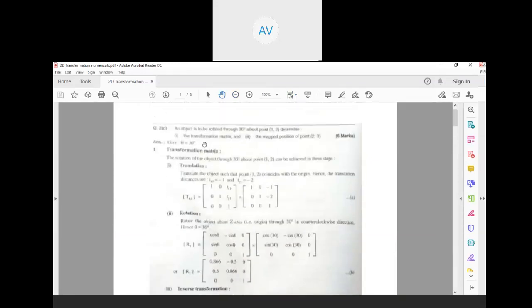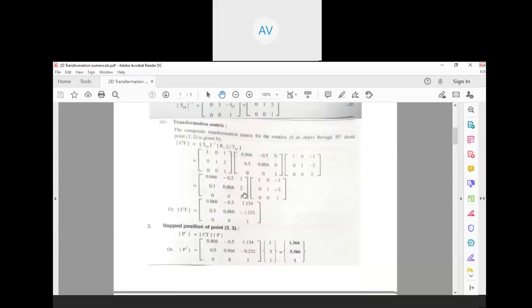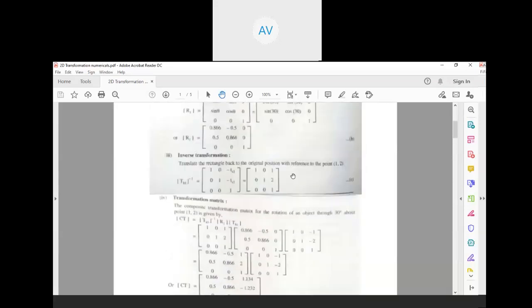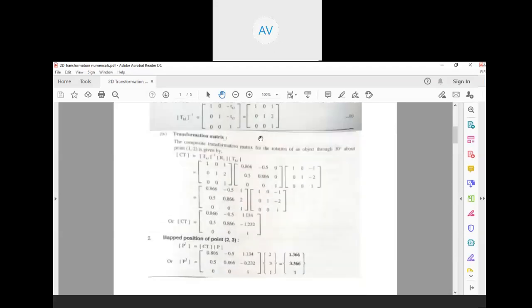Once again, the first step, as mentioned in the numerical, is to rotate through 30 degrees about this point. That's why we translated this point to the origin, then rotation, then inverse translation. Then by multiplication of the three we got the composite transformation matrix, and then we multiplied the composite transformation matrix with the point (2, 3) and got the new position.